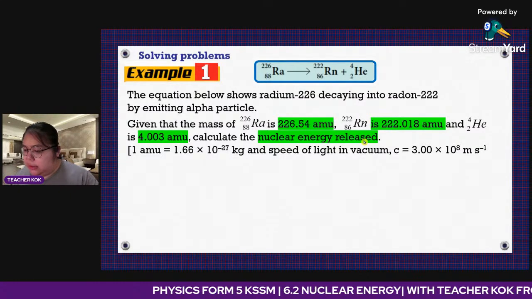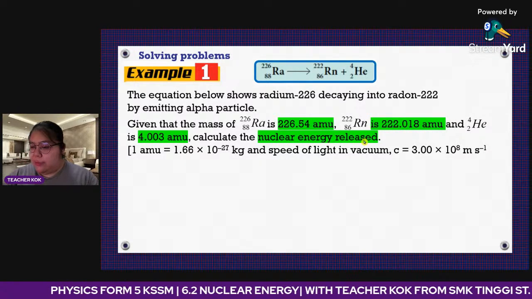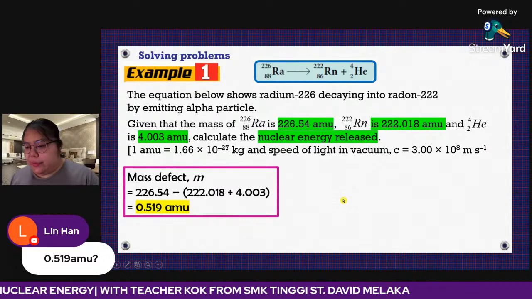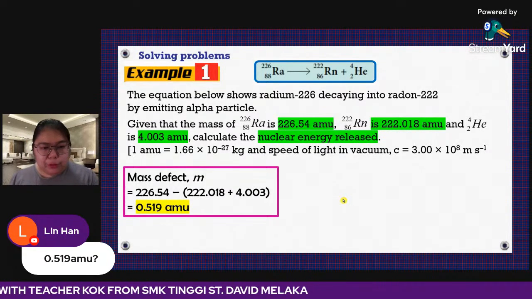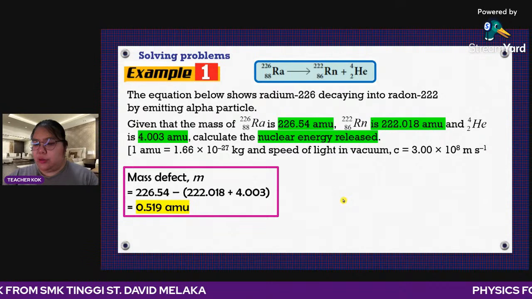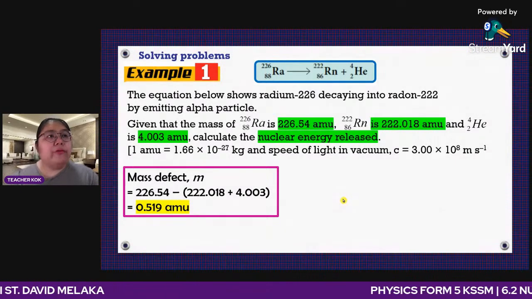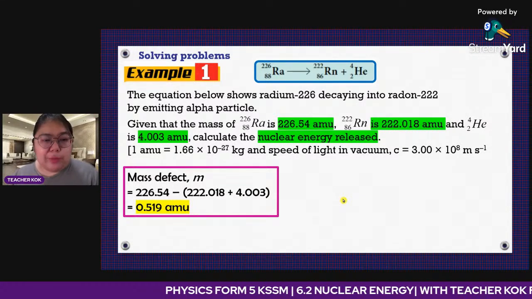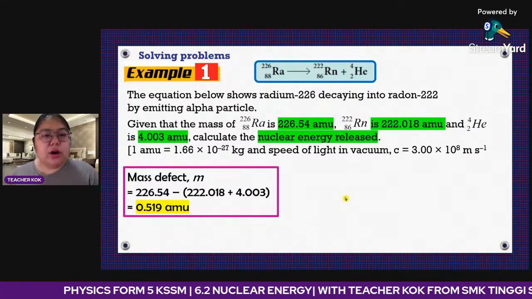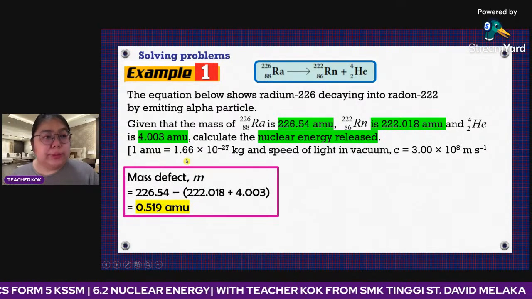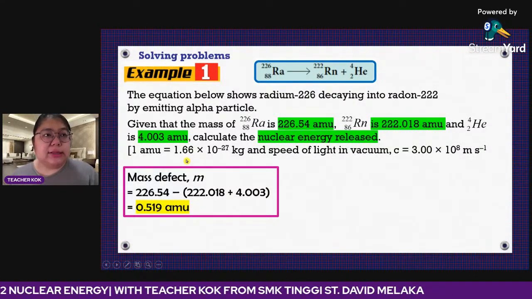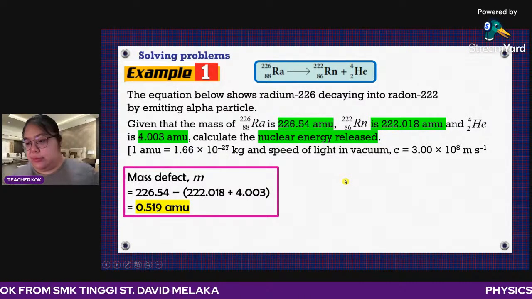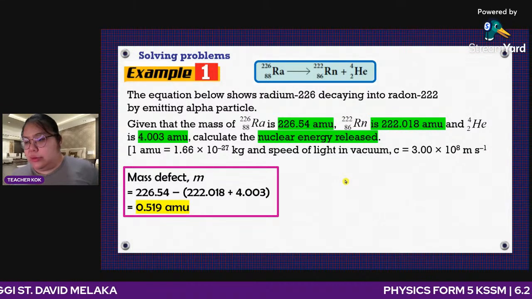Okay, Ling Han gives me 0.519 AMU. We go to check. Yeah, correct, 0.519 AMU. Now you help me convert it to kilograms. To convert to kilograms, you need to multiply by 1.66 times 10 power of negative 27.